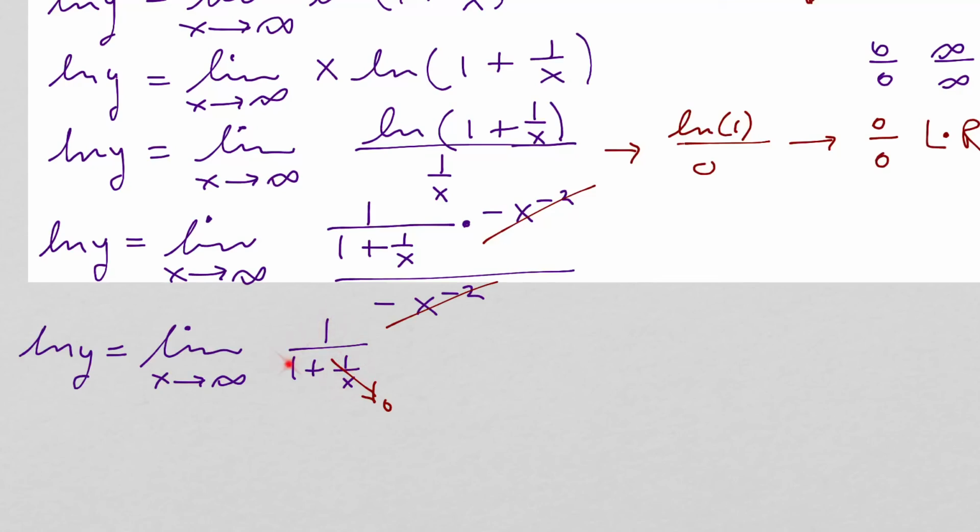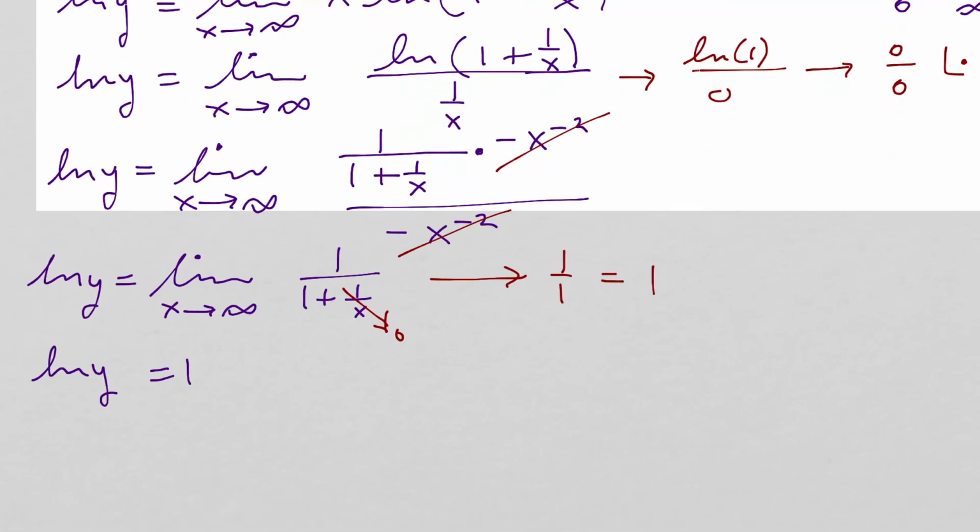So I'm approaching 1 over 1, which is 1. So now I have the natural log of y is equal to 1. So I really need y, so I have to say e on both sides. Raised by base e, both sides, I'll get y is equal to e to the first power, which is e.